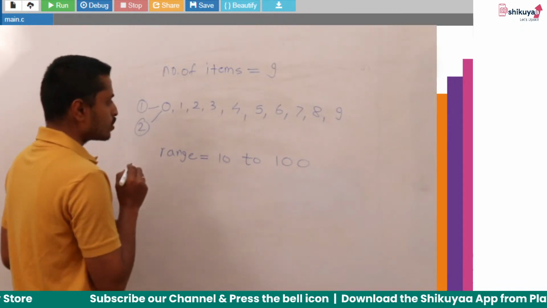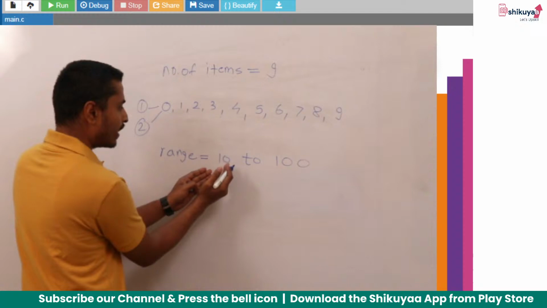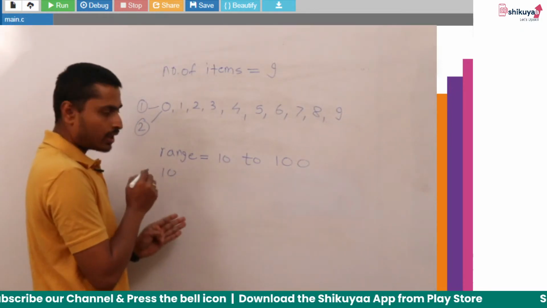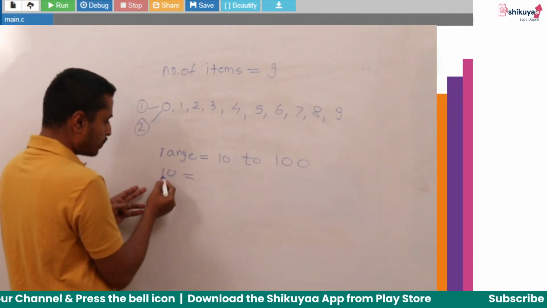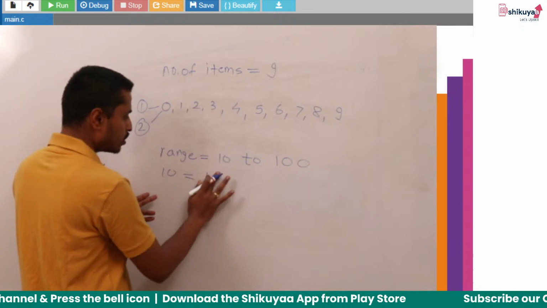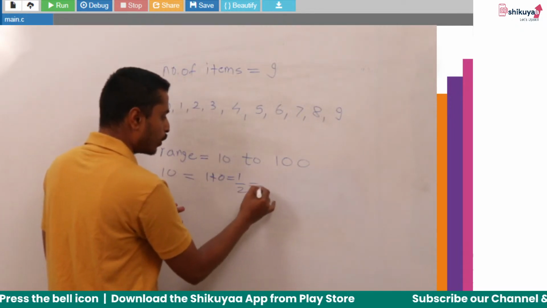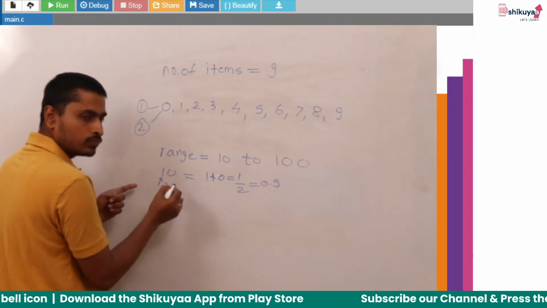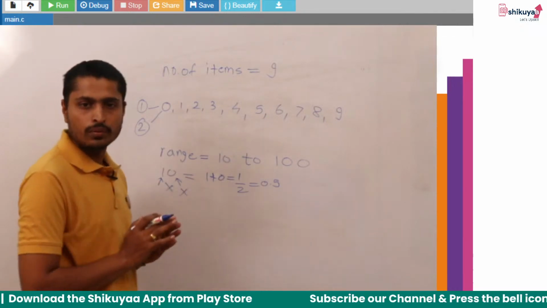So we'll consider, the range is from 10, so we'll start with 10. What is the average of these digits? 1 plus 0 is 1, divided by 2, it is 0.5. Is 0.5 equal to 1? No. Is 0.5 equal to 0? No. So this is not a possibility.